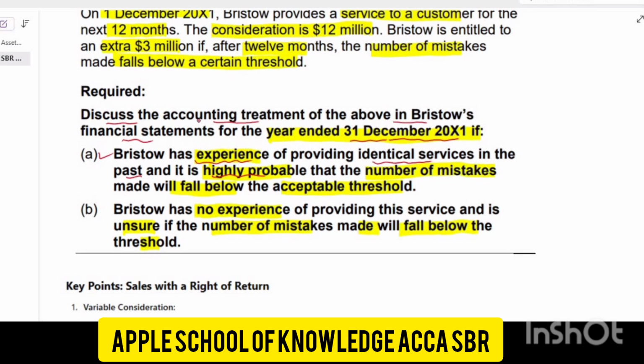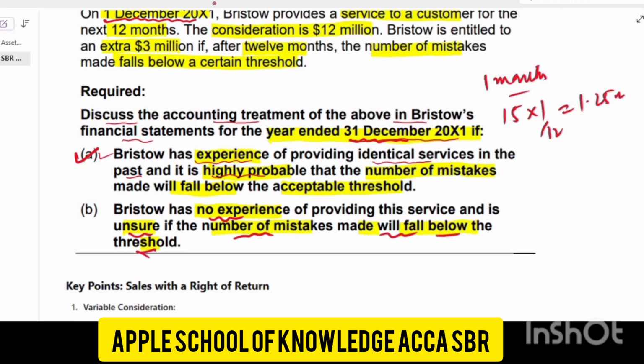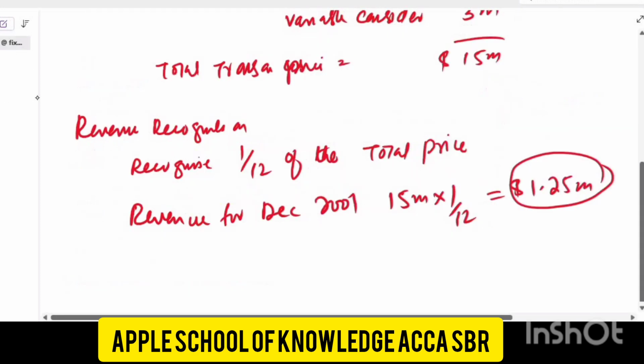So we have just done this question. Here, part 1, and we have recognized the revenue for December 2001, and the year end is 31st December, so it will be only 1 month, and we have calculated 15 multiplied by 1/12, and you will get 1.25 million. Now if B has no experience and is not sure that the number of mistakes made will fall below the threshold, then how will you count this? Again, let me show you here.